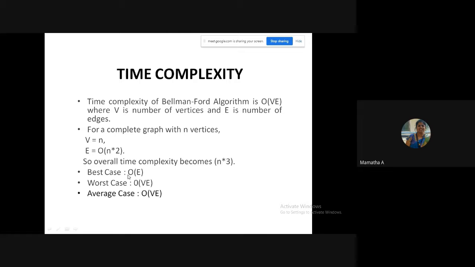The worst case is big O, and the average case is theta. Theta of V into E, number of vertices into the edges. Just remember it, that's all. These are the symbols to be changed: this is omega and this is theta. Are you understanding?